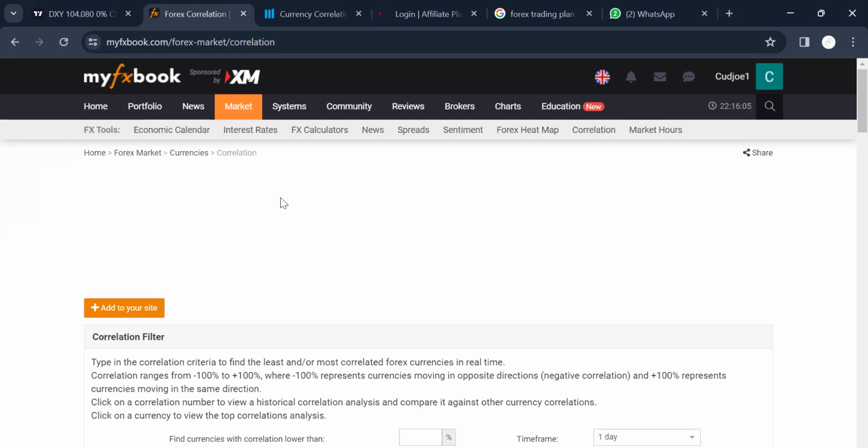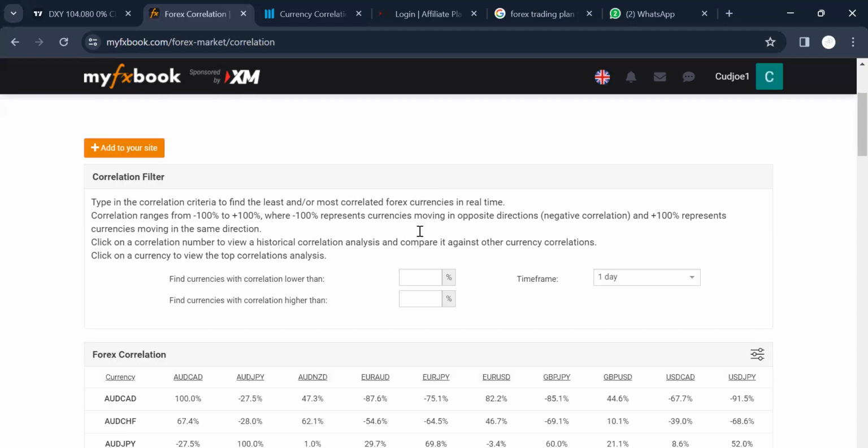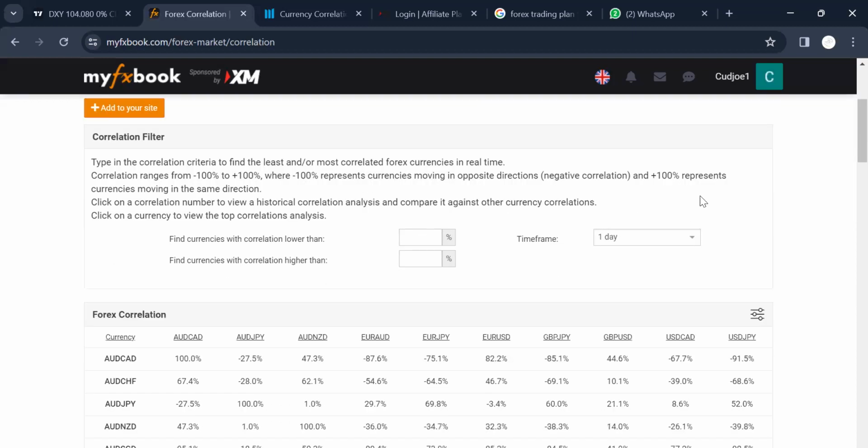You enter. When you enter, you see home, portfolio. We have treated it already. Portfolio and risk management. In fact, generally, sorry. Then we have news, market, systems, community, reviews, brokers, charts, and then education. Now, look under the submenu again, come down, and then you see correlation. Under correlation, click that. Now, when you click that, this is the page that you should get. So it should be here.